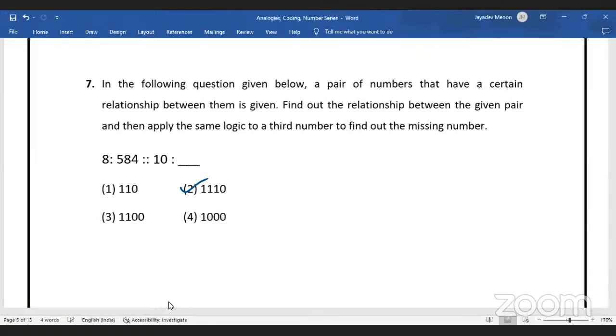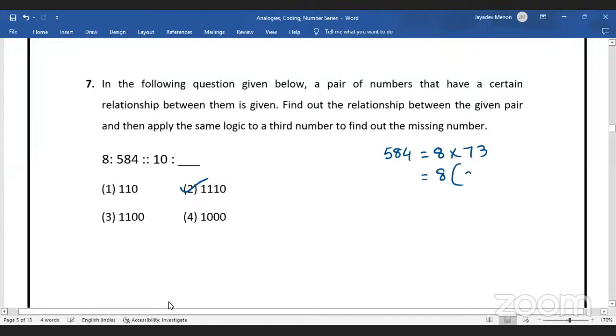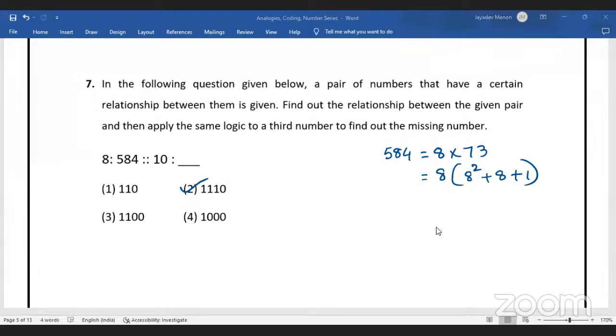In the given pair, we have 8 and 584. So what is the relation between 8 and 584? Actually, 584 is 8 into 73. That is 8 into 8 square plus 8 plus 1. 8 square is 64. 64 plus 8 is 72. 72 plus 1 is 73.